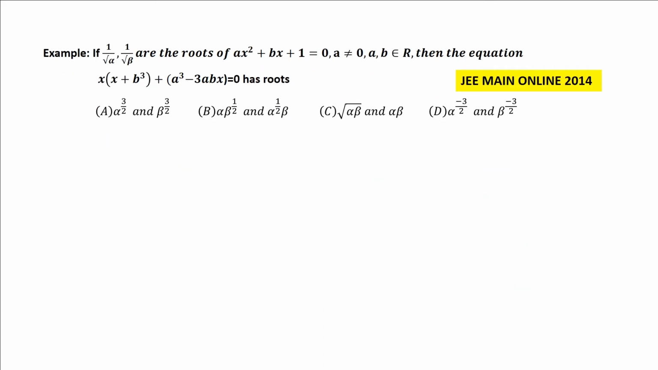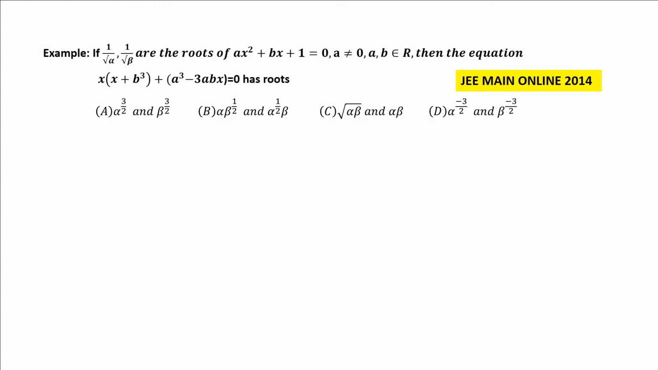Next, the example which came in JEE Main Online 2014. If 1 by root alpha, 1 by root beta are the roots of x square plus bx plus 1 equal to 0, then the equation x into (x plus b) cube plus a cube minus 3abx equal to 0 has roots. We have 4 options here.